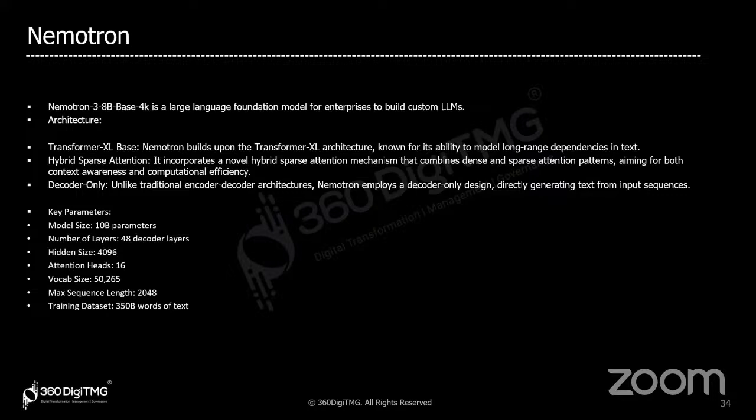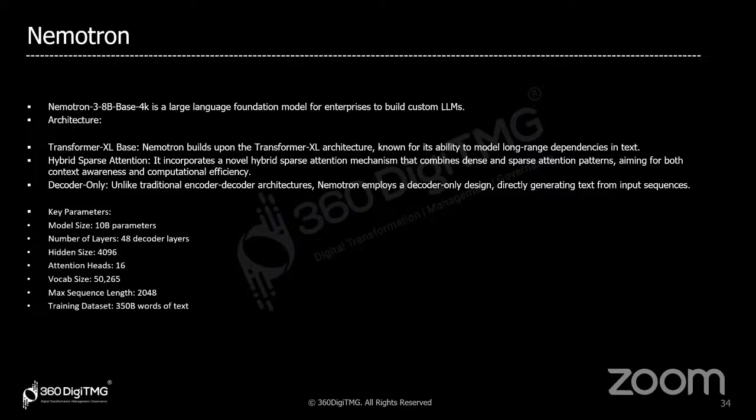Okay. And here it is decoder only. Unlike traditional models that depend on encoder-decoder architecture, Nemotron employs only the decoder. Okay, directly generating text from the input sequence. Okay, it is not taking the encoder into account. What does the encoder do? The encoder takes the input, converts it into tokens, and then the decoder will generate the output. But here, directly, we will take the text and then directly generate it.